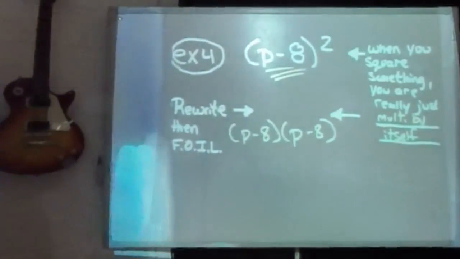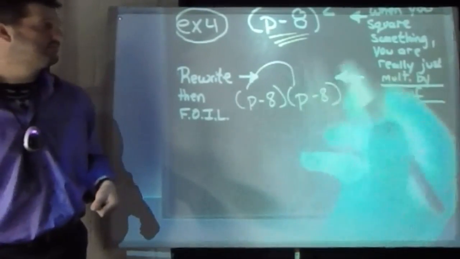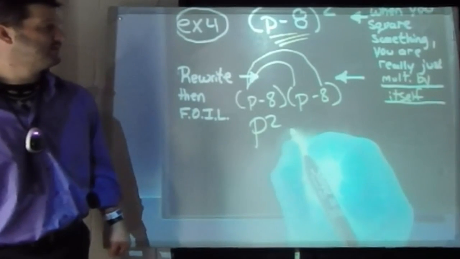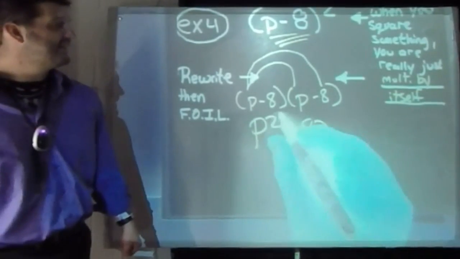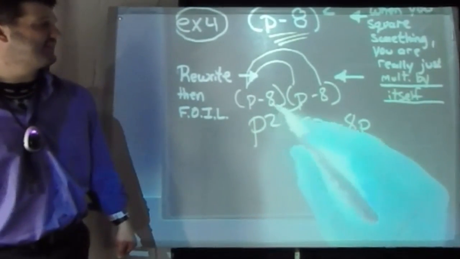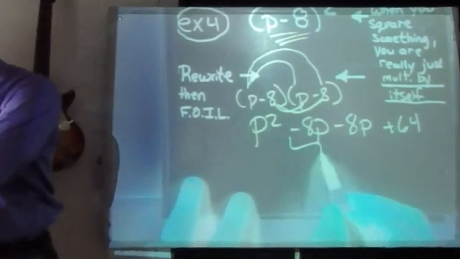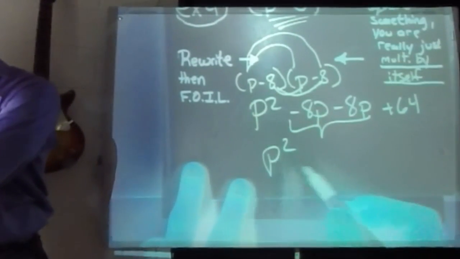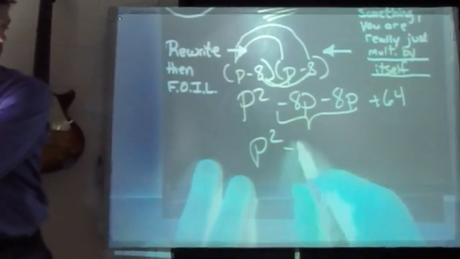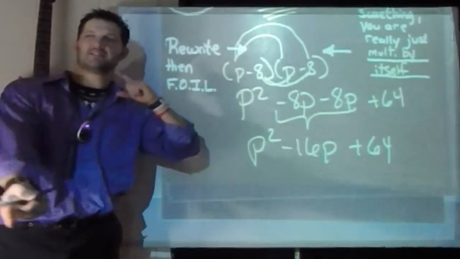And then we FOIL it. So, p times p is p squared. P times negative 8 is negative 8p. Again, negative 8 times p is negative 8p. And negative 8 times negative 8 is positive 64. Then we can put these two together. You get p squared, negative 16p, plus 64. Remember, it would have to be negative 8 and positive 8 to make 0.